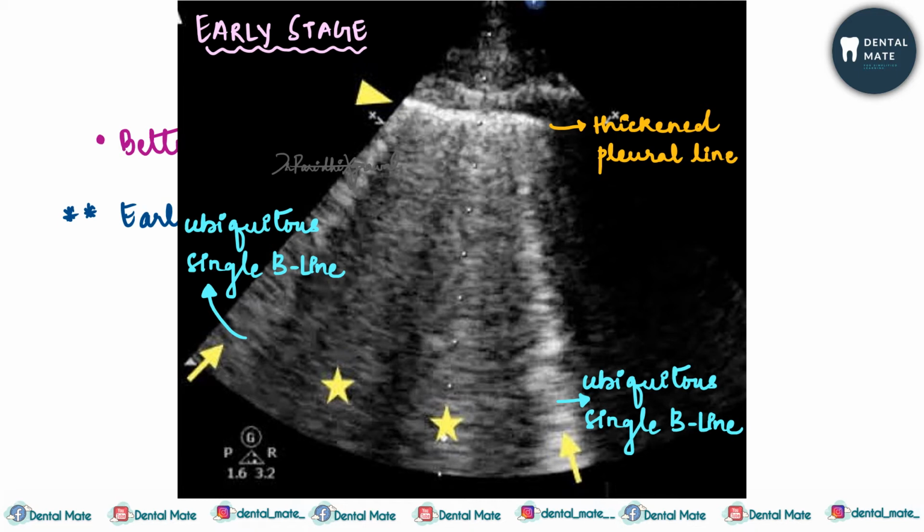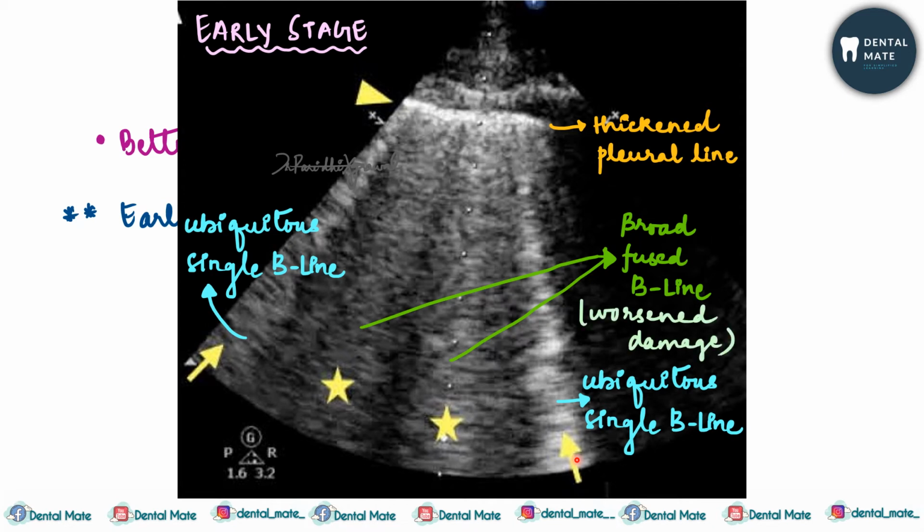Along with that, we can see certain B lines which are transient hyperechoic vertical lines extending from the pleura to the bottom of the screen. Okay, so see, these are ubiquitous single B lines extending from the pleura to the bottom of the screen. Now, two single ubiquitous B lines and a diffuse broad B line also is seen. See, these are the broad B lines which are also seen.